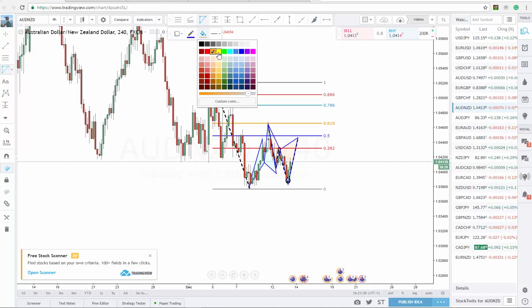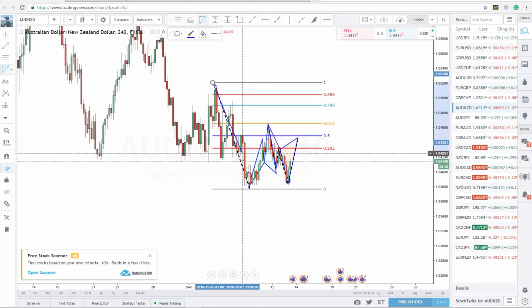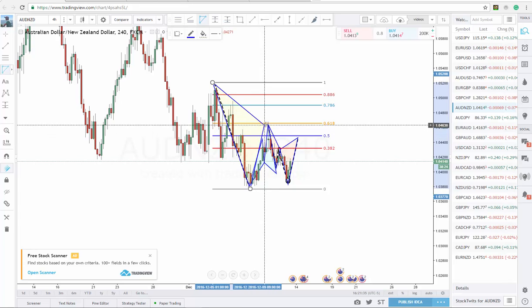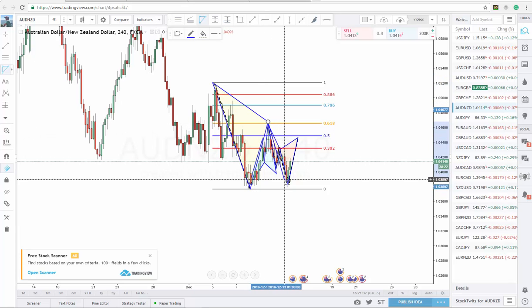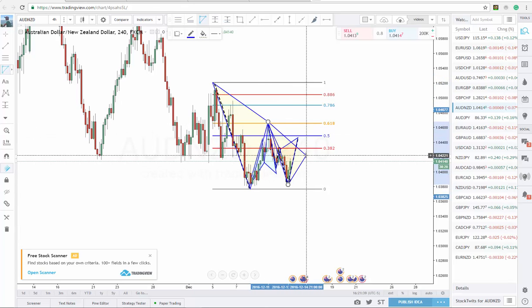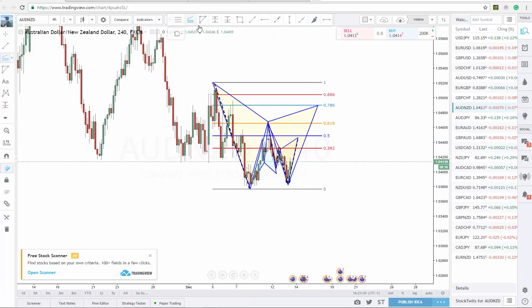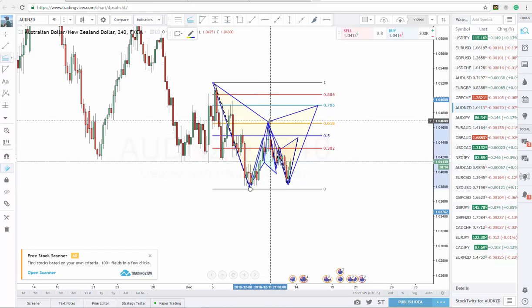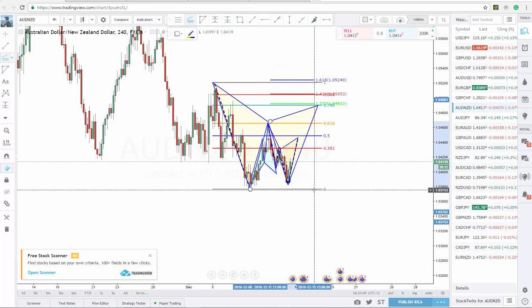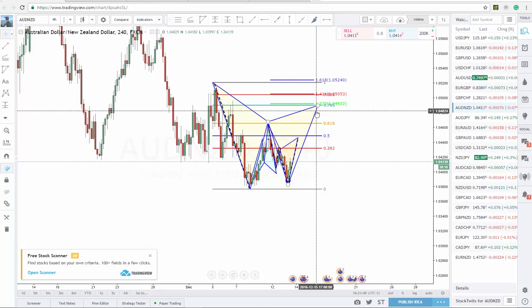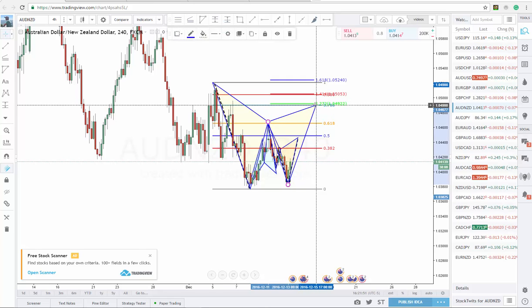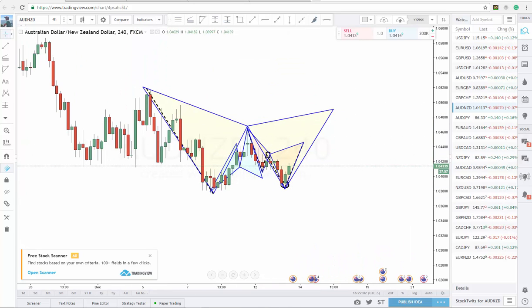And I think I said this was a bat pattern earlier. Sorry about that, guys. This is actually going to be a Gartley pattern. We're looking for one 618 retracement, followed by another 618 retracement, followed by a 786 retracement, or a 127 extension. And sometimes those two line up very well. So that's what we're looking at here on the Aussie New Zealand.